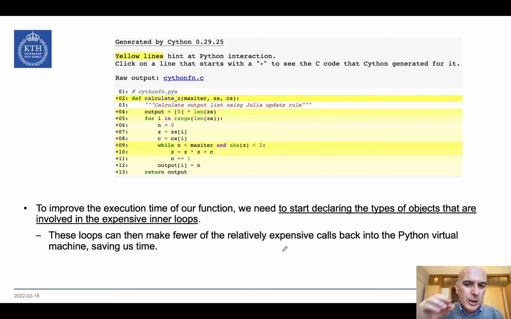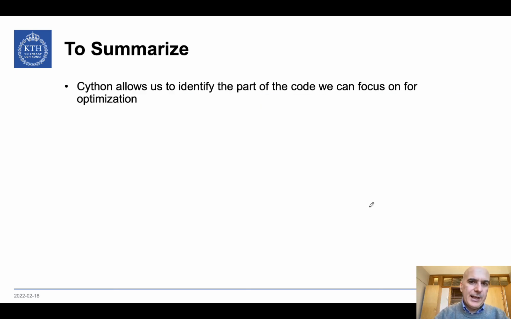So we're going to look at this variable here, and one way to improve the performance will be to declare the types of the object. And we will largely decrease the cost of these inner loops. So these are the last slides of this lecture.